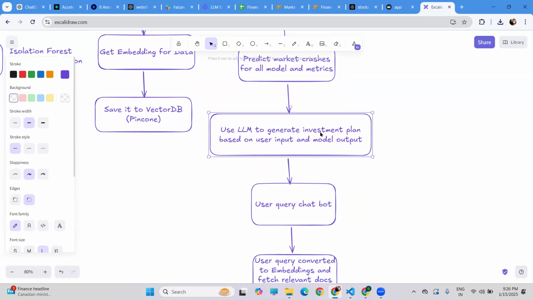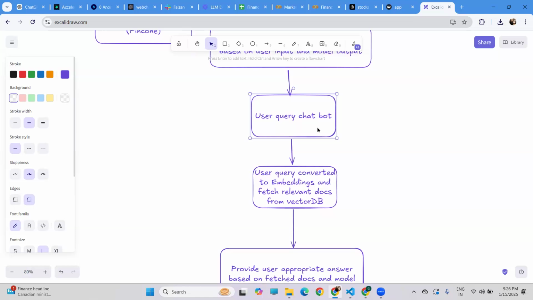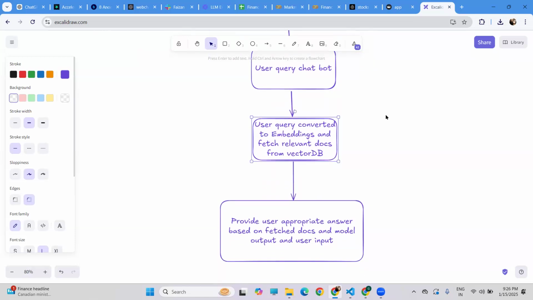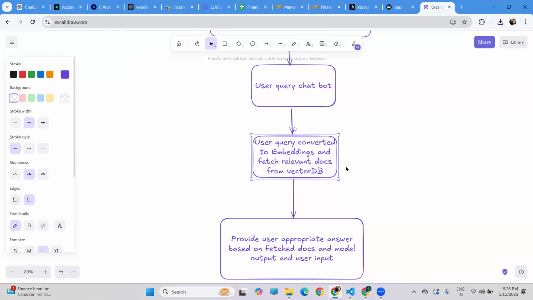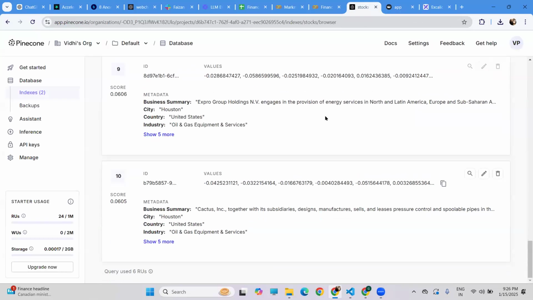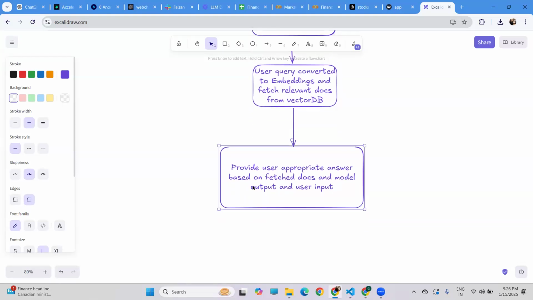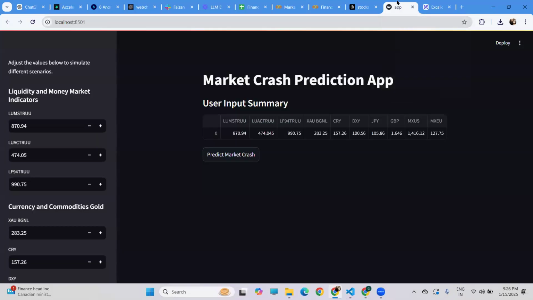Then all this user input and model output is used to generate an investment plan for the user using the LLM. And then an interface is also provided to the user to query a chatbot, which converts the user query to a vector embedding and then fetches all the relevant data from the Pinecone DB using a similarity measure such as cosine similarity. Then, using the fetched data from Pinecone, the user input and the model output, our LLM will give an answer to the user query. Let's take a quick demo.